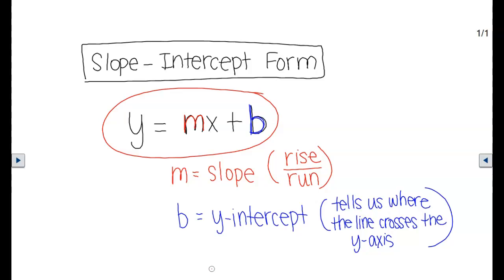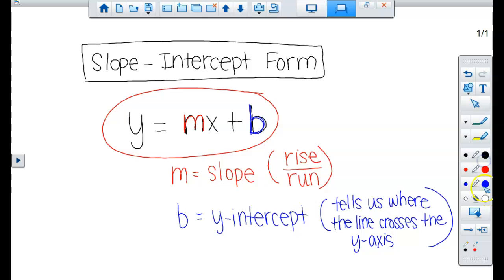So I don't ever want you to try to identify the slope or the y-intercept or draw a graph unless the equation is in this form. Slope-intercept form is what we always want.